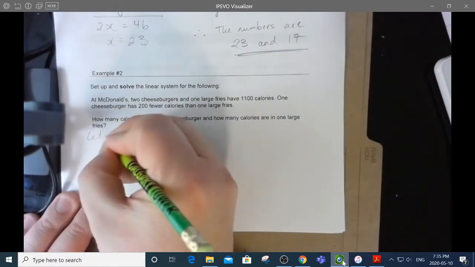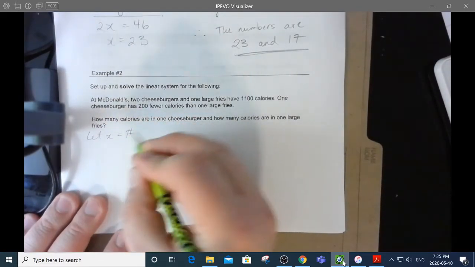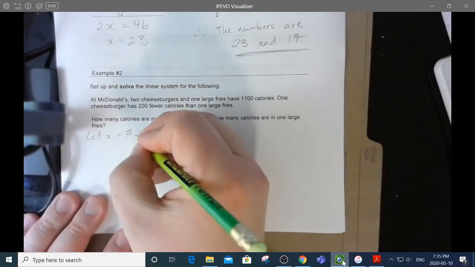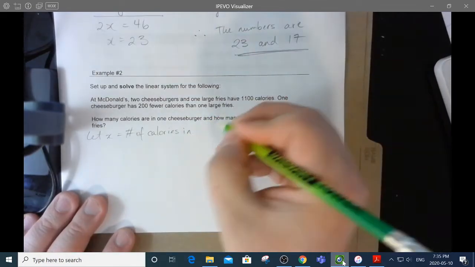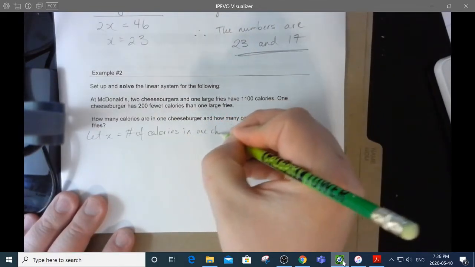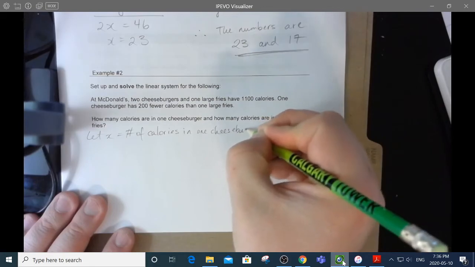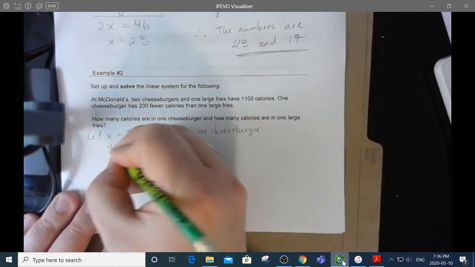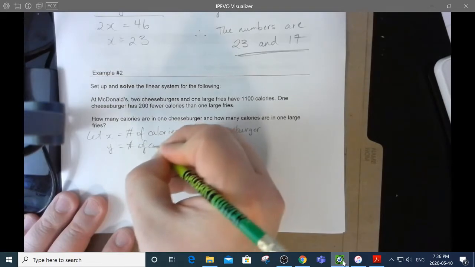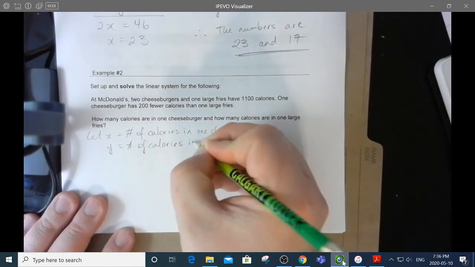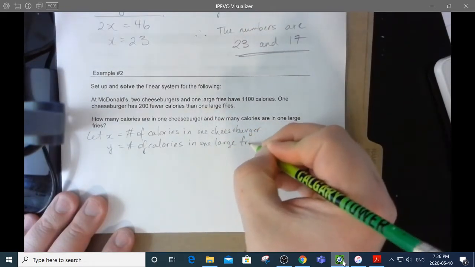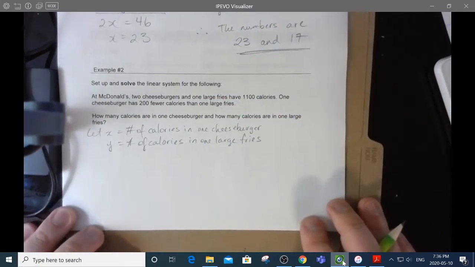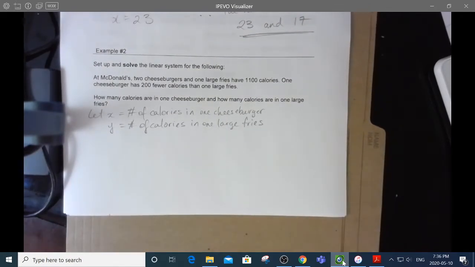Okay, so I'm going to let x equal the number. Before that was a hashtag, that was a symbol that meant number. Number of calories in 1 cheeseburger. And I will let y equal the number of calories in 1 large fries. I wonder if anybody actually did research to see if these numbers are accurate. If anybody works at McDonald's, check that out for me. Okay, let's look at that.